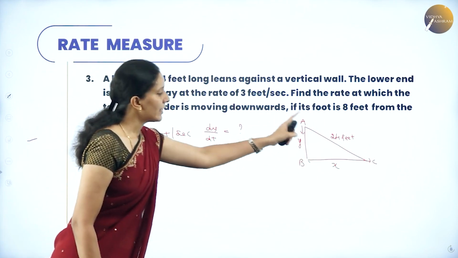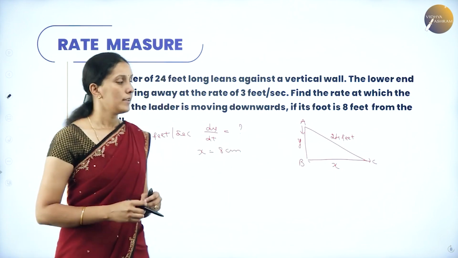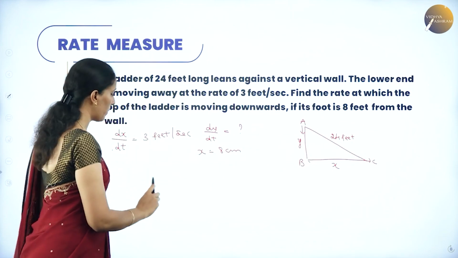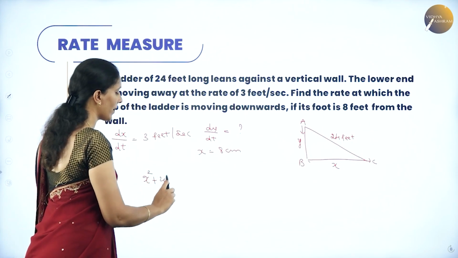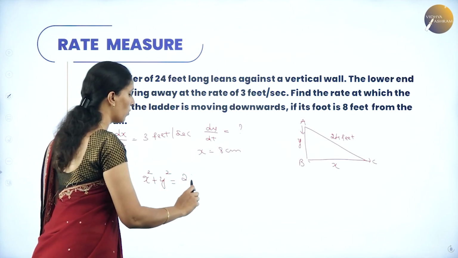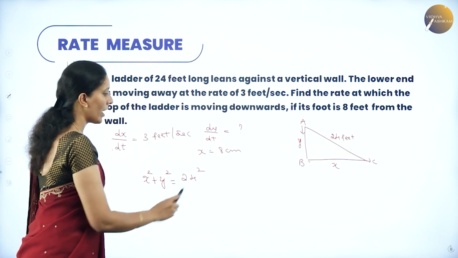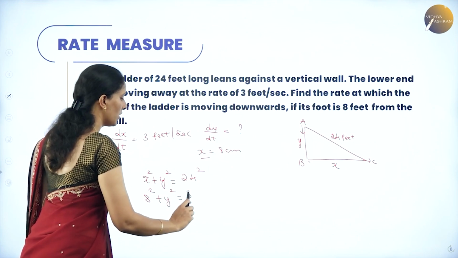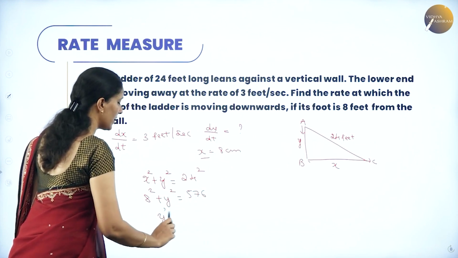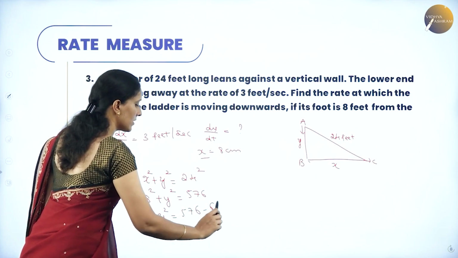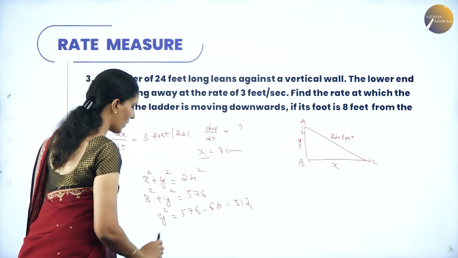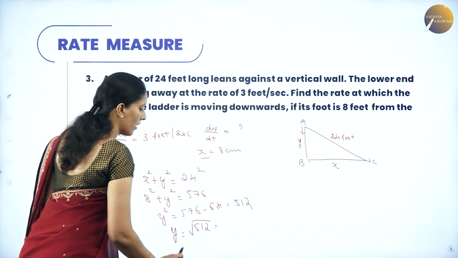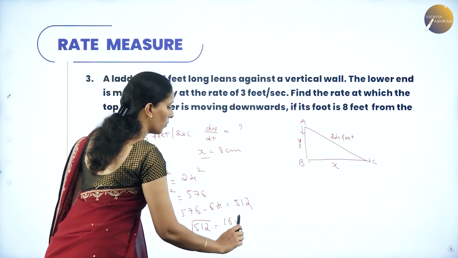So now you can clearly see here it's a right angle triangle. So using Pythagoras property, we can clearly write x square plus y square is equal to 24 square. Now here x square is 8 square. So 8 square plus y square is equal to 576, or we get y square is equal to 576 minus 64, which is equal to 512. So y is equal to square root of 512. So we can write this as 16 root 2.